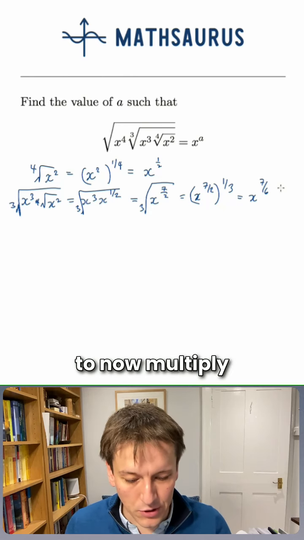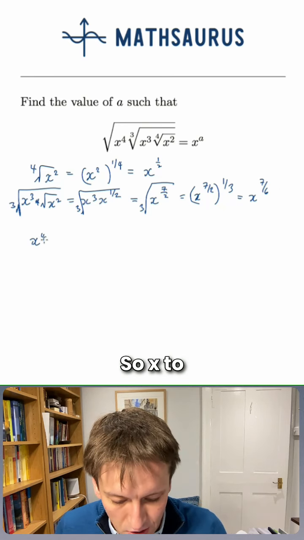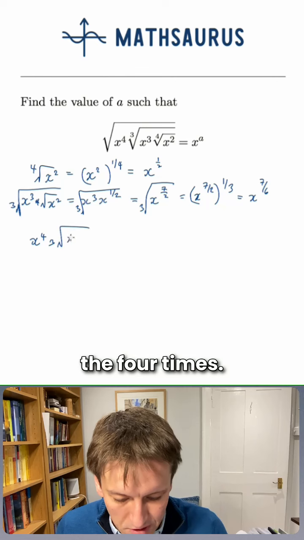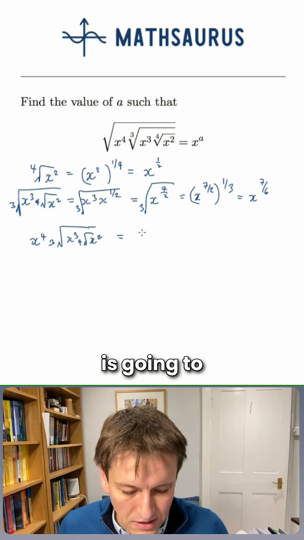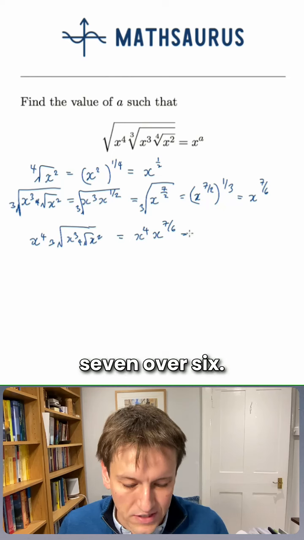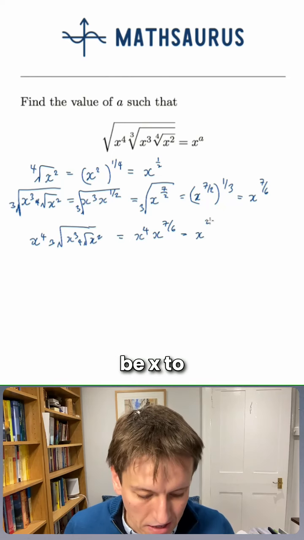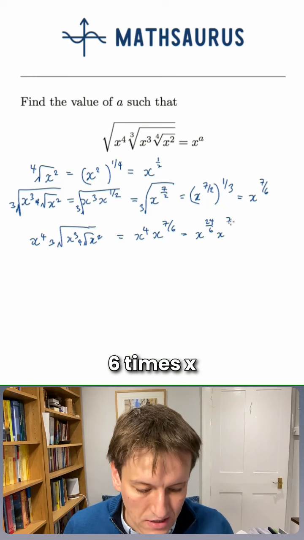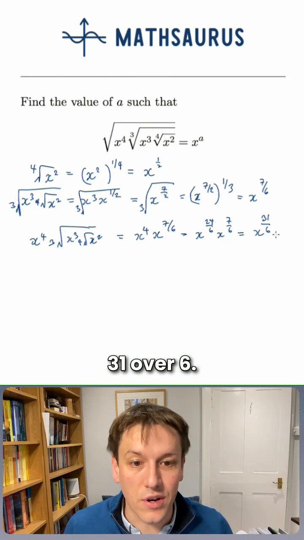We just need to now multiply this by x to the 4 and take the square root, right? So x to the 4 times all of this stuff that we've just worked out is going to be x to the 4 times x to the 7/6. And again, I'm going to add the powers there. So x to the 4 would be x to the 24/6 times x to the 7/6. That gives me x to the 31/6.